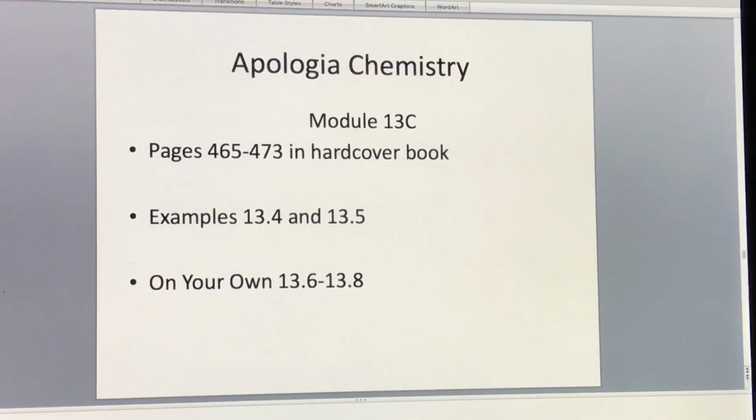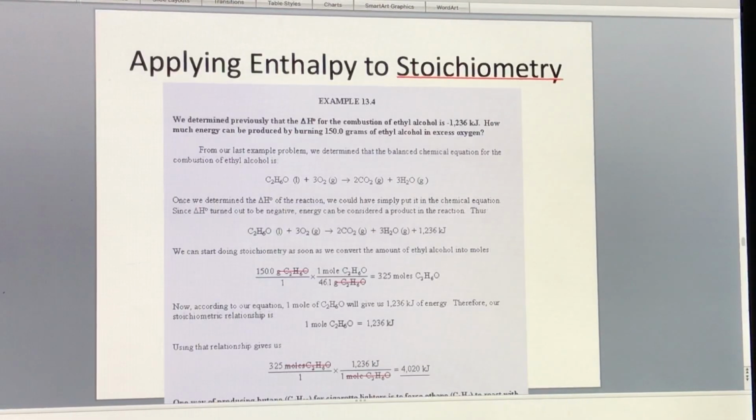in your Apologia Chemistry book. I recommend having it available during the lecture if you'd like to follow along there. We'll be covering examples 13.4 and 13.5, and on your own's 13.6, 7, and 8. So we're looking at the change in energy or the enthalpy in different chemical reactions, and in this section we'll be applying enthalpy to stoichiometry.